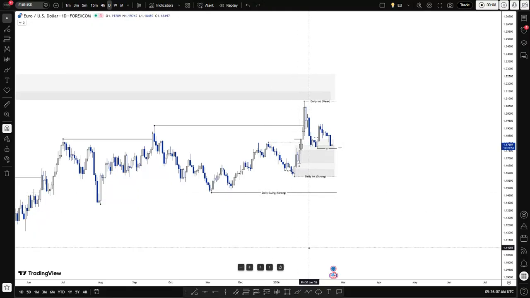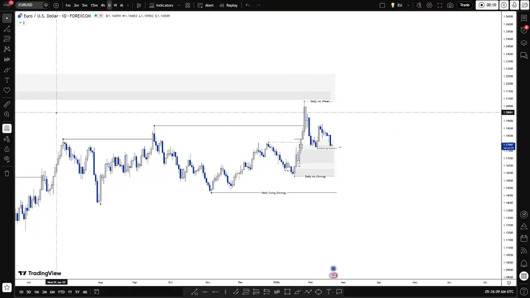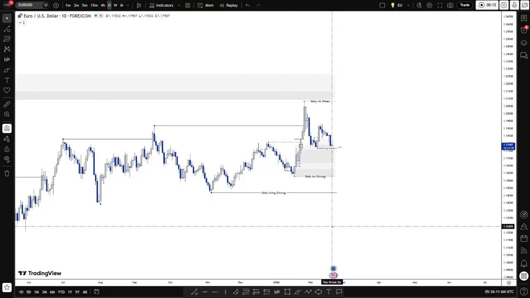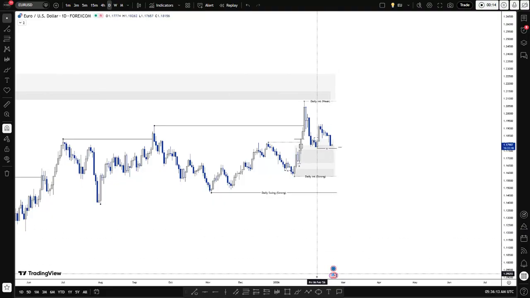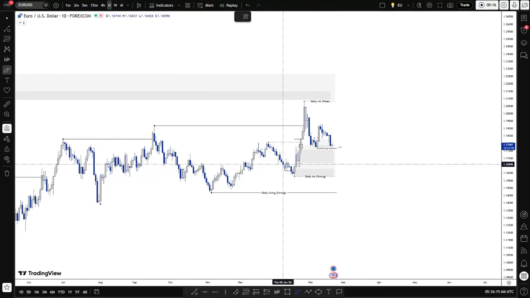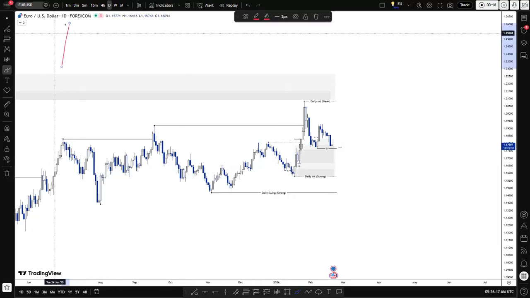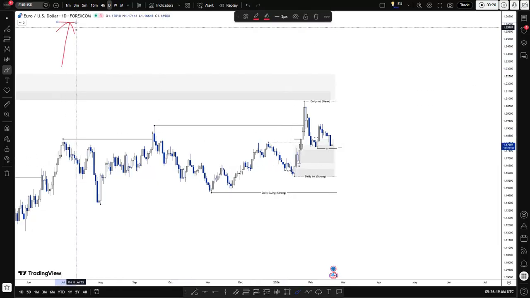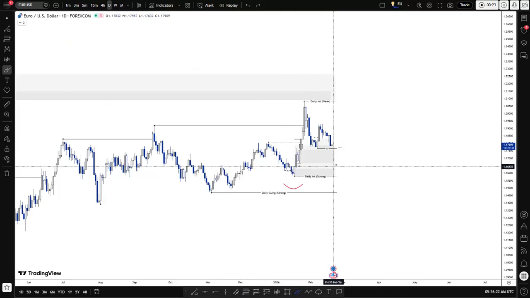So for today's video, today is on 19th February. I'm going to be doing a pre-session analysis for this day. So I'm going to start from the daily time frame. As you can see from the top here, it's the daily time frame. So on the daily time frame, my swing structure is bullish.